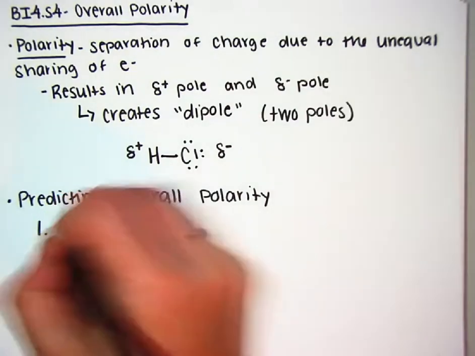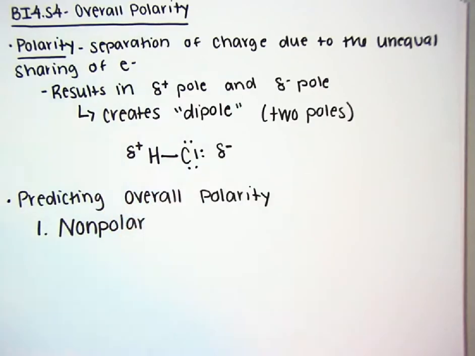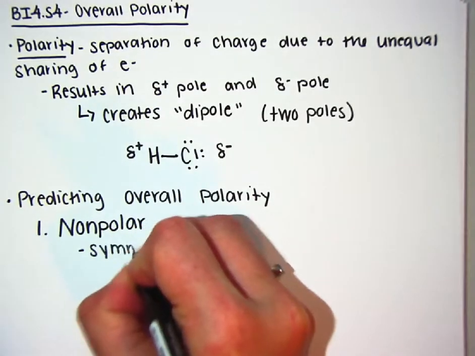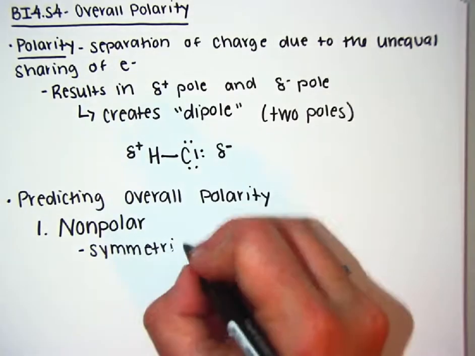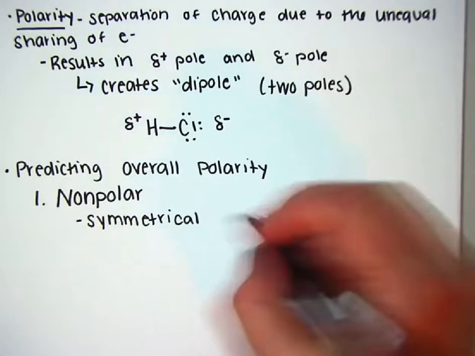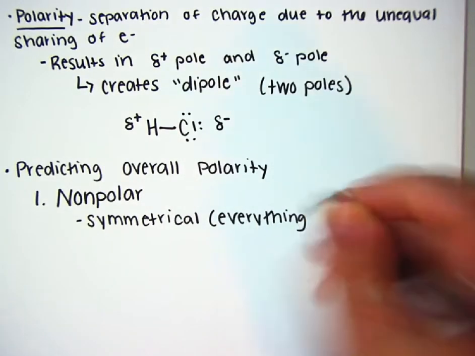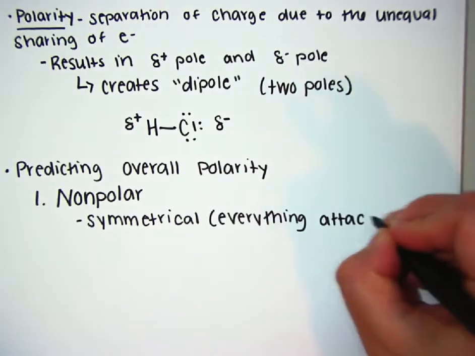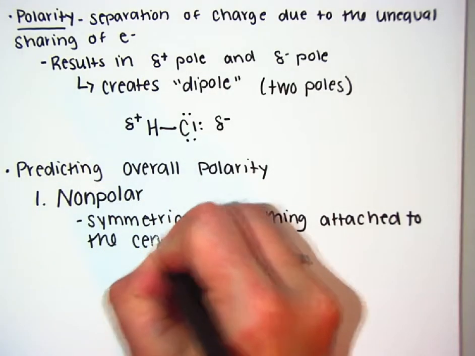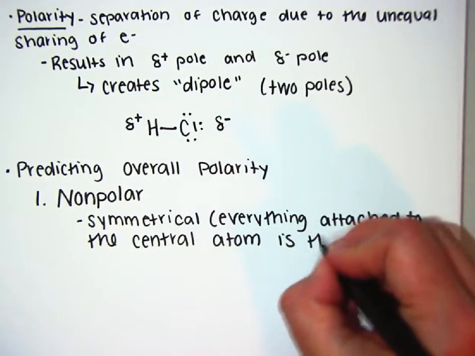So, two options. Our molecule can be either nonpolar or it could be polar. If it is nonpolar, it is going to be symmetrical. And what we mean by symmetrical is that everything attached to the central atom is the same.